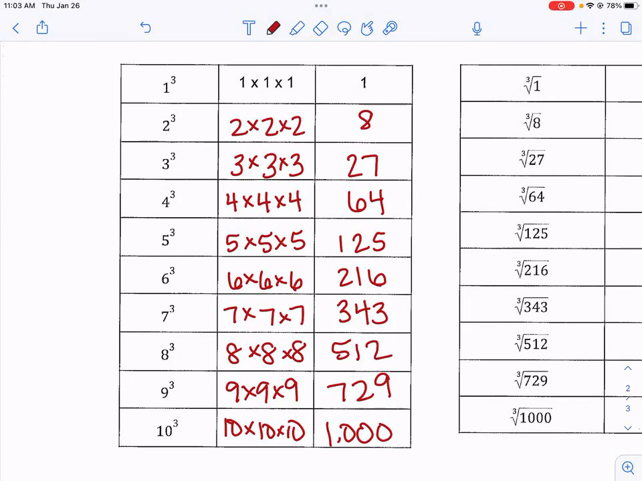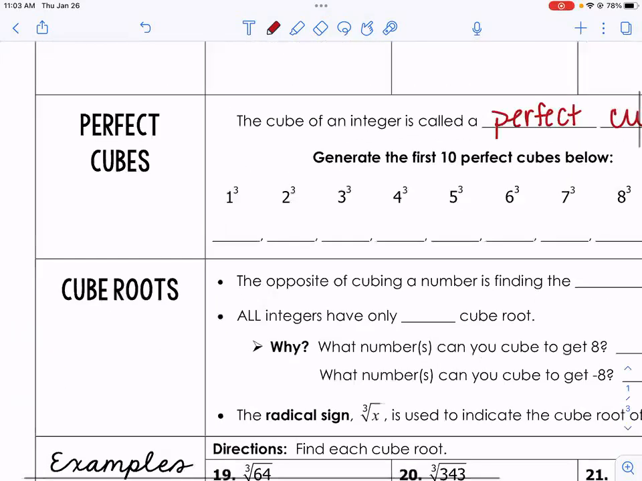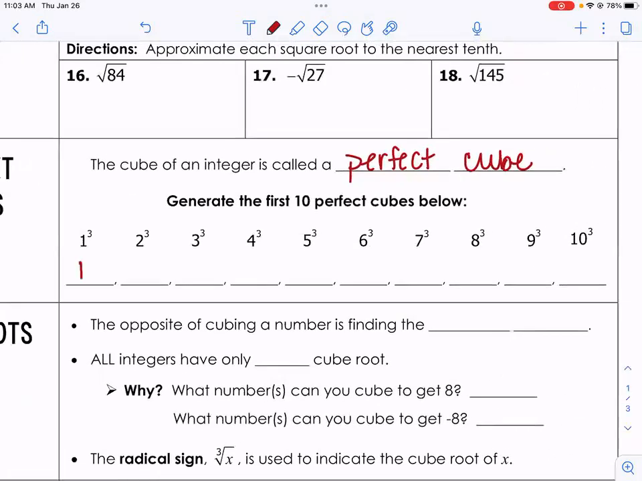Okay, so what I'd like you to do is take these numbers and we're going to write them right here. 1 cubed is 1, 2 cubed is 8. Where is it?